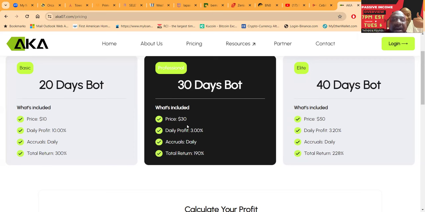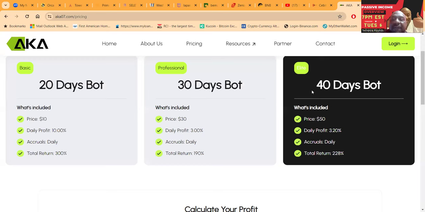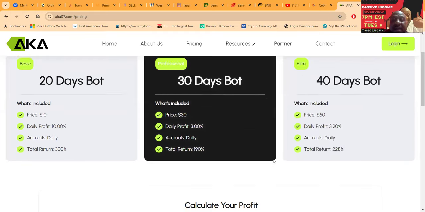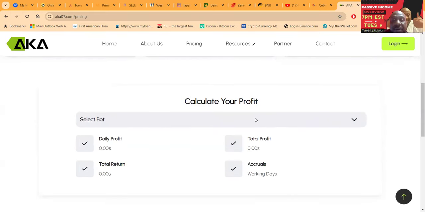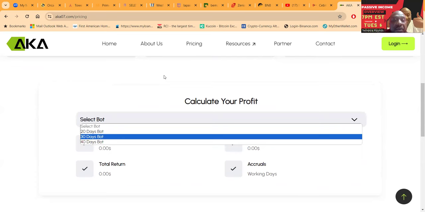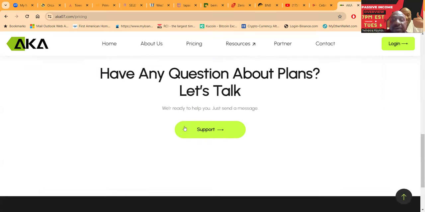Then they got the 30-day bot, folks. That is $30 to get started. You can buy unlimited 30-day bots at $30 each, and it pays 3% a day. Then, folks, you can buy 40-day bots, which cost $50 to get in. These pay 3.2% a day, and you can buy as many of these $50 bots as you want. If you want to calculate your profit on the 20, 30, or 40-day bot, it's right there for you to do it, folks.